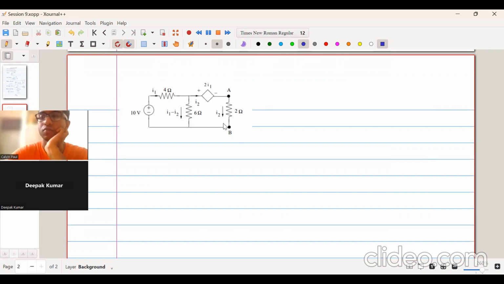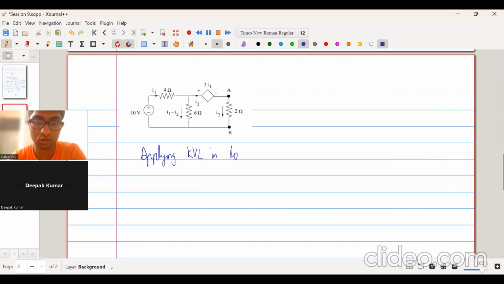What do you think we must do? We must apply KVL or KCL? Sir, we can apply KCL and KVL also. Both we can apply. Okay, so we will apply KVL.